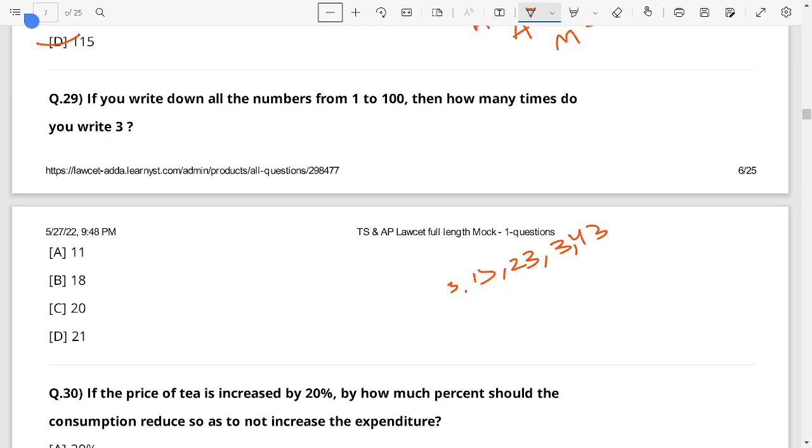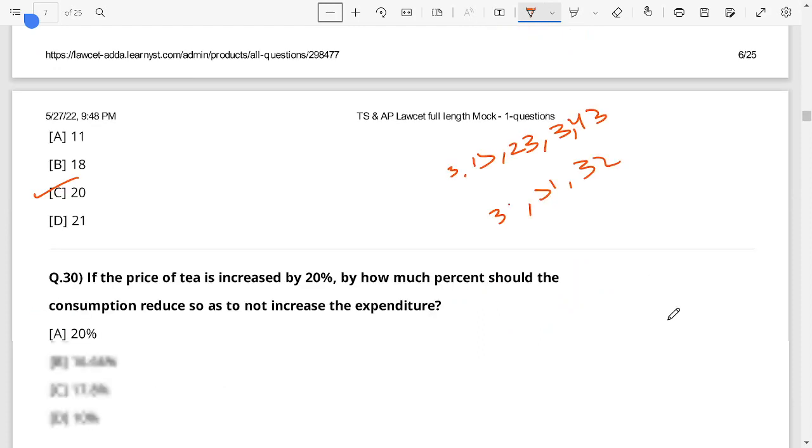So we have 10 numbers in the units digits, and in the tens digits we again get 10 numbers. For example, 30, 31, 32, 33, 34, 35, 36, 37, 38, 39, like that. So if you look at the units digits and also the tens digits, we will get a total of 20 numbers. So the right answer will be 20. That is, C is the right answer. Let us move on to the next question.